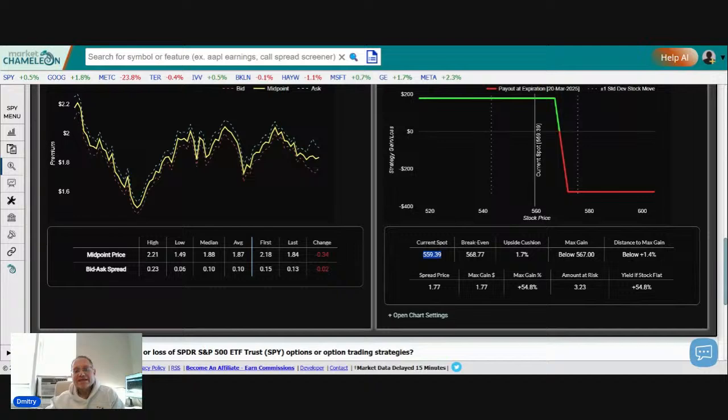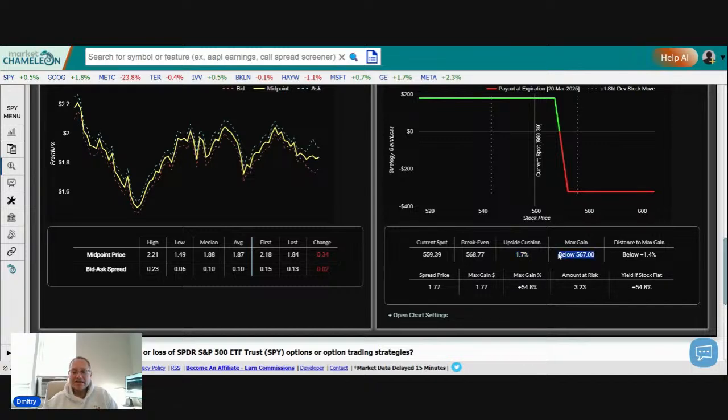All right. So really quickly, you could see here the current stock price is $559.39. The break even is $568.77. So you could see here that the stock could rise. This is bearish. It could rise from here, and you're still okay. So it's not like shorting the stock, where right at this moment at expiration you lose. It could rise. So by expiration, you still have a 1.7% upside cushion. It could go up from here 1.7% from now to expiration, and it will hit your break even. Okay, so anywhere below that, it would be profitable.